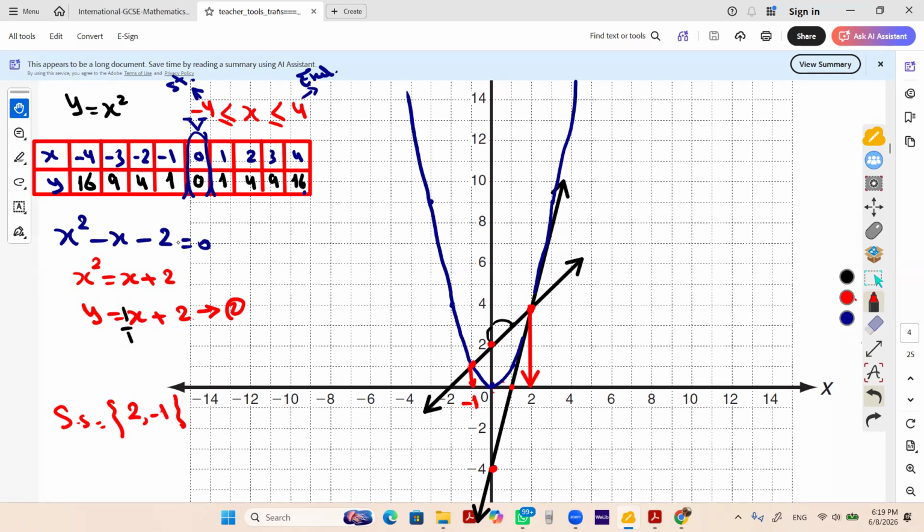How can we do it, with a calculator or by factorization? We have to factorize this equation, which represents x squared minus x minus 2 equals 0, into two factors.